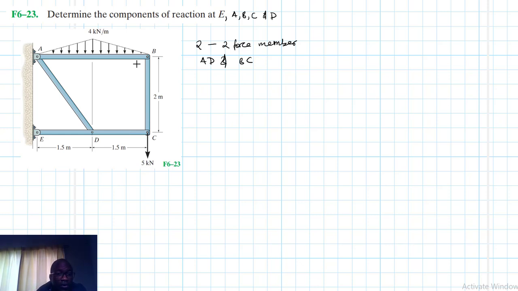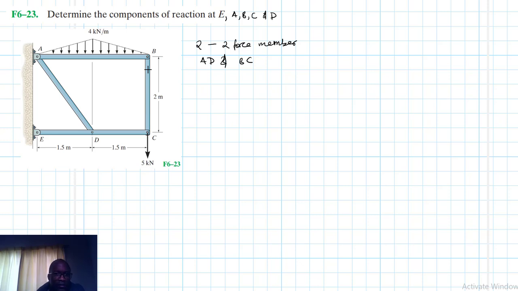And a two force member is a member that has only two forces at two locations. Two forces, no moments. And these forces are equal in magnitude, opposite in direction, and they are collinear. No moments, only forces.